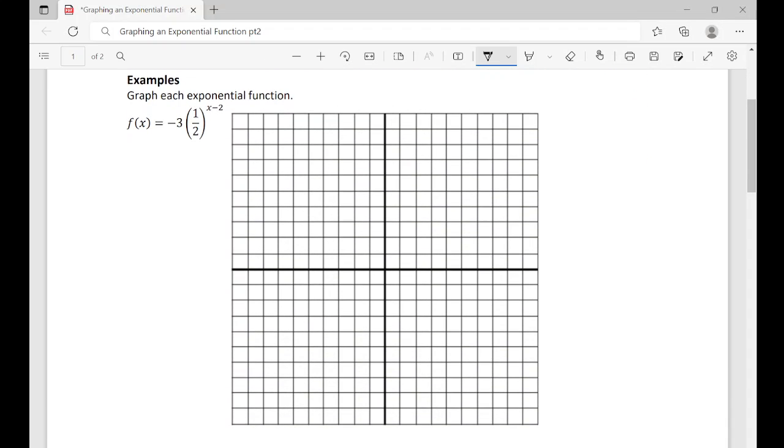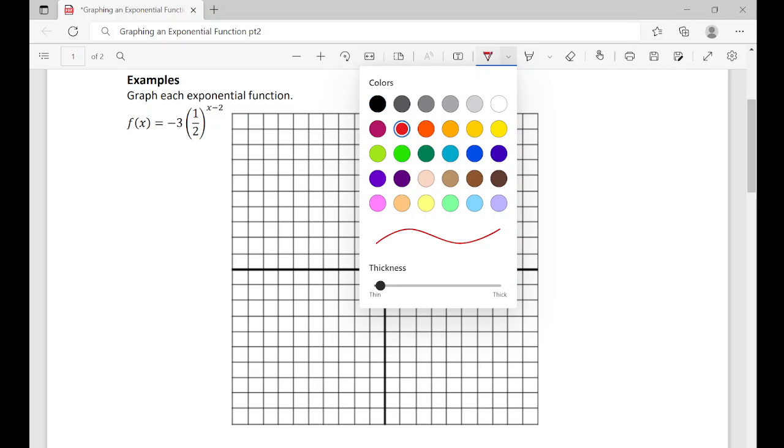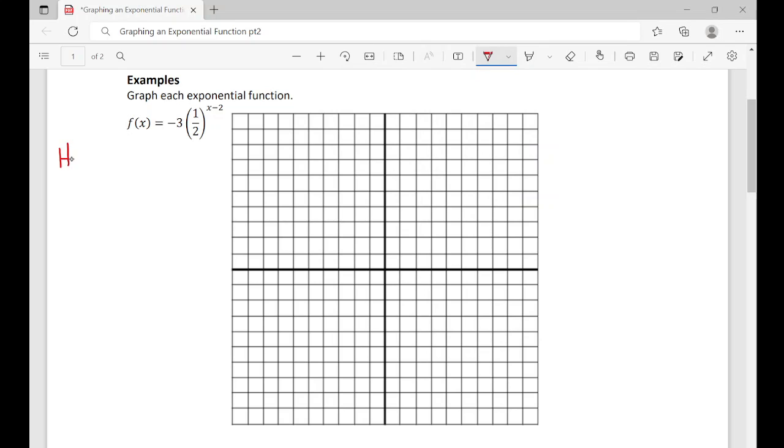So here we're going to graph this exponential function, f of x equals -3 times 1/2 raised to the x minus 2. So first thing is I want to find its horizontal asymptote. And by the transformation of functions, it's not going to move. There is no plus or minus at the end back here of the function. So I know that my horizontal asymptote is going to be y equals 0.